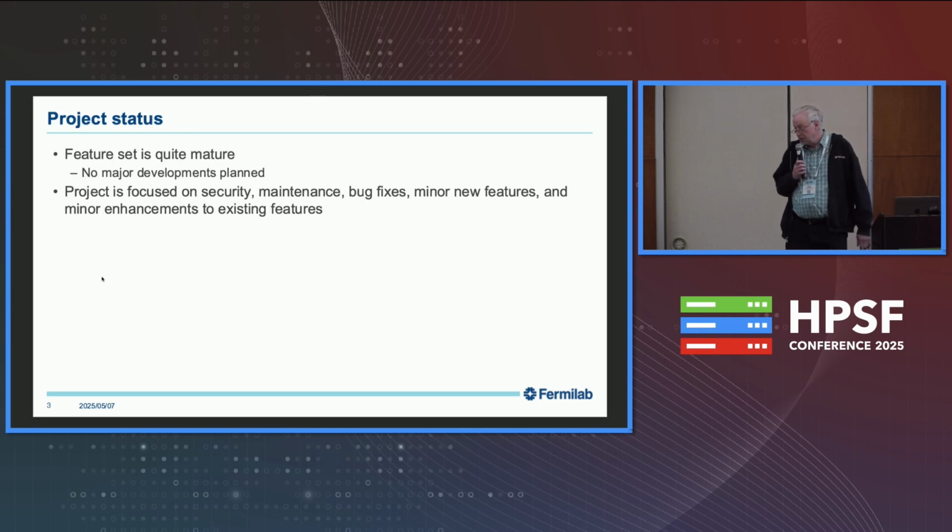So the current status is that Apptainer's feature set is quite mature. We don't actually have any major developments planned. We are focused on making sure that we maintain security and just maintenance as things change. We want to keep up with operating systems and hardware, and then bug fixes. We have minor new features and minor enhancements to existing features.